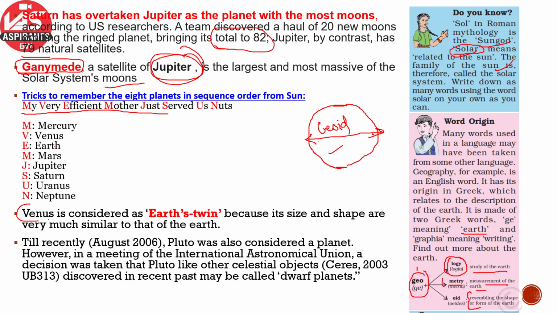Now I told you Venus is sometimes considered as Earth's twin because its size and shape are very much similar to that of the Earth. And till recently, Pluto was also considered a planet, but a decision was taken in a meeting by the International Astronomical Union in August 2006, and they said that Pluto, like other celestial objects like Ceres, which lies between the asteroid belt and Mars, will be considered a dwarf planet. We will learn what the criteria for the dwarf planet are in this very same video.